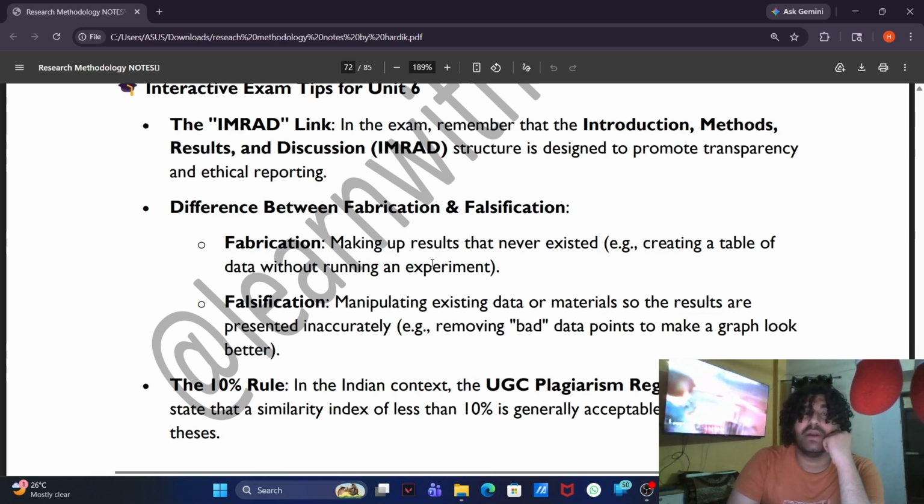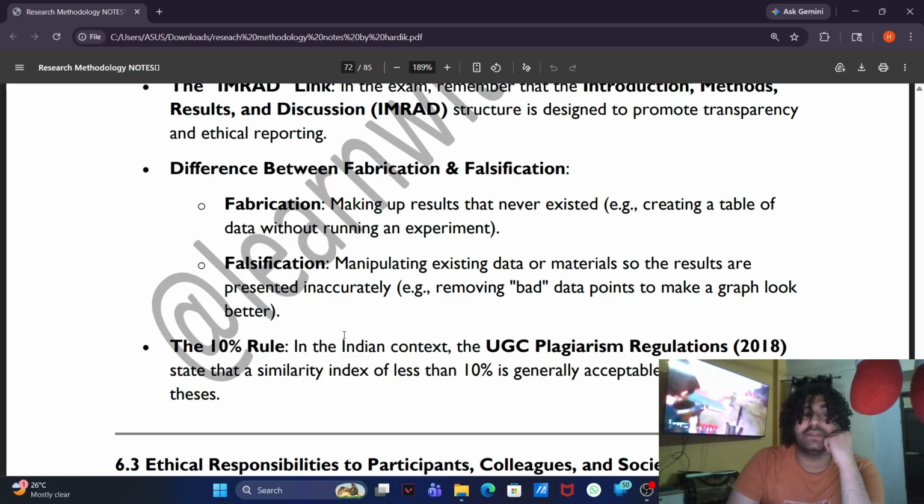Fabrication. Making up results that never existed. Example, creating a table of data without running an experiment. Falsification. Manipulating existing data or material so the results are presented inaccurately. Example, removing outlier data points to make the graph look better.